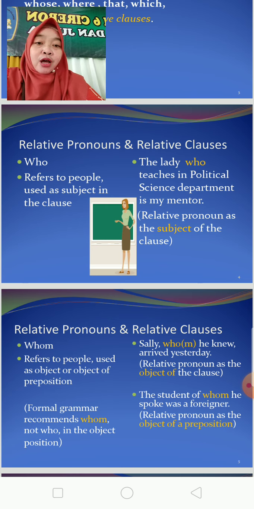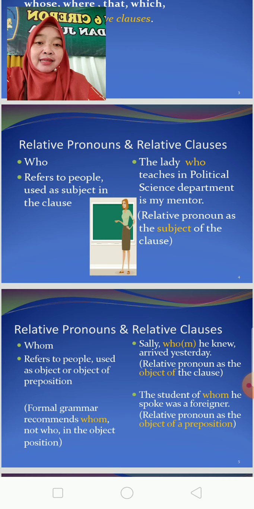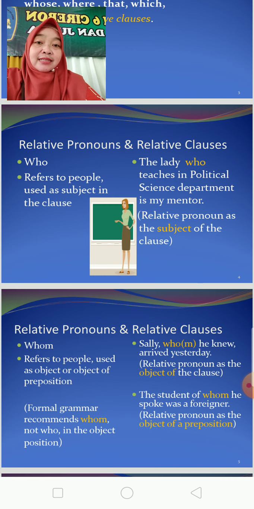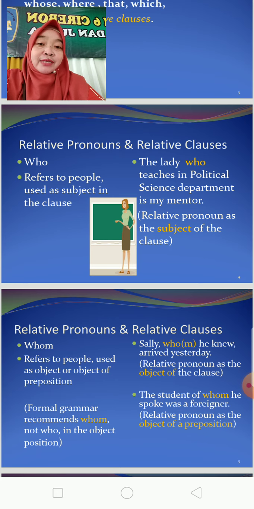So, who teaches in political science department is a relative clause or adjective clause. It describes the lady, and the lady has the function as subject. So the relative clause or the adjective clause is placed after the subject, the lady.